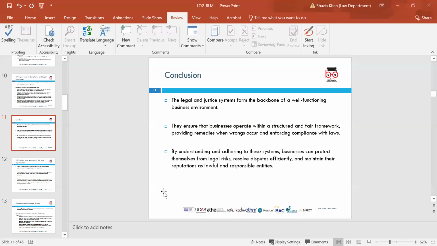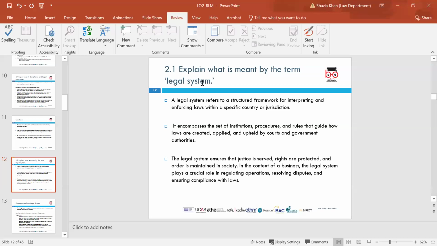So in conclusion, the legal and justice system forms the backbone of a well-functioning business environment. They ensure that businesses operate with a structured and fair framework, providing remedies when wrongs occur and enforcing compliance with laws. By understanding and adhering to these systems, businesses can protect themselves from legal risks, resolve disputes efficiently, and maintain their reputation as lawful and responsible.